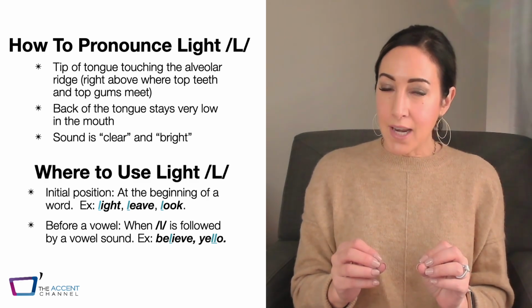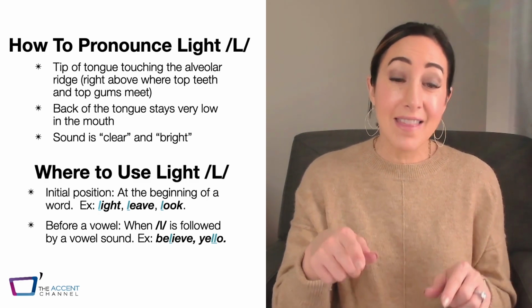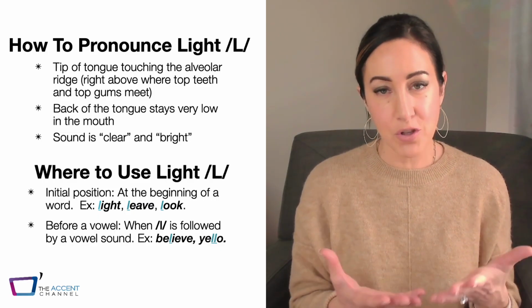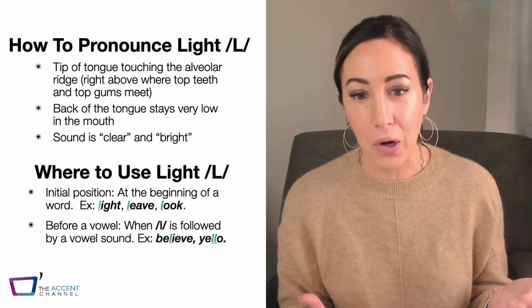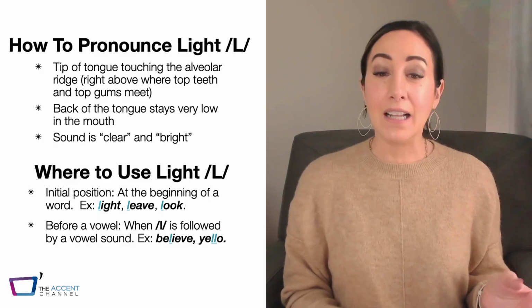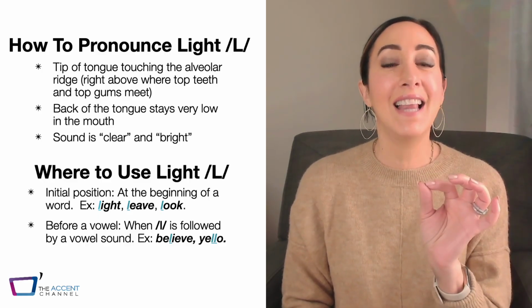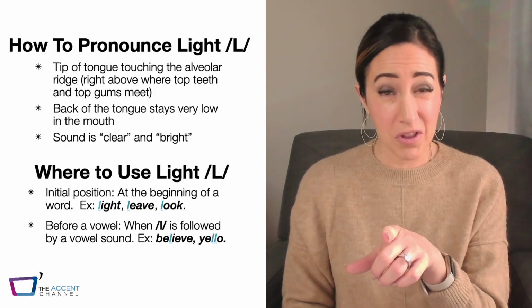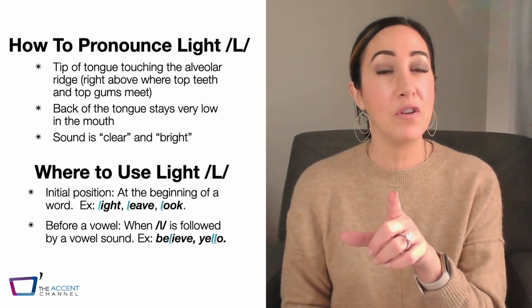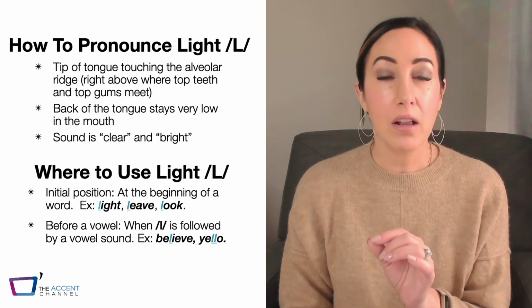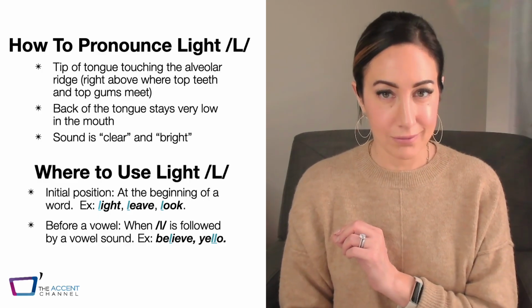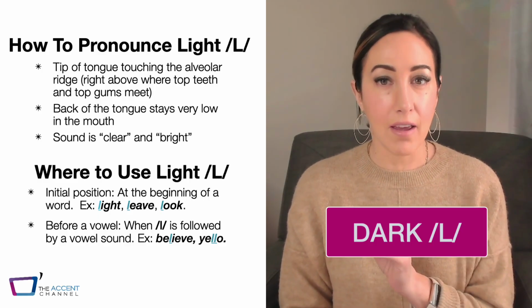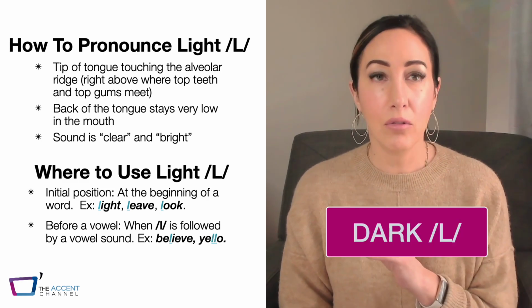In the general American accent, the light L is used in these contexts. It's used in the initial position, so that means at the beginning of the word. So you'll hear the light L in words like light, leave, look. If I did those with the dark L, which we'll talk about in a moment, you'd hear this: light, leave, look.